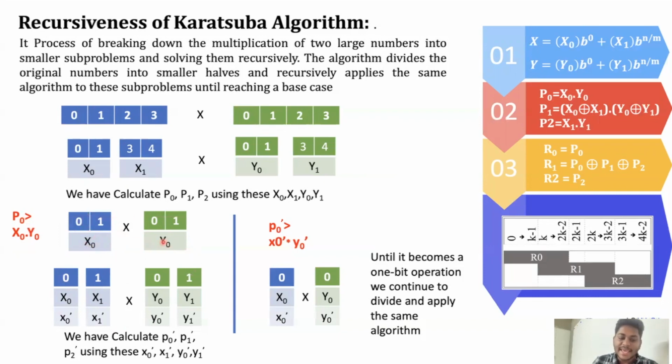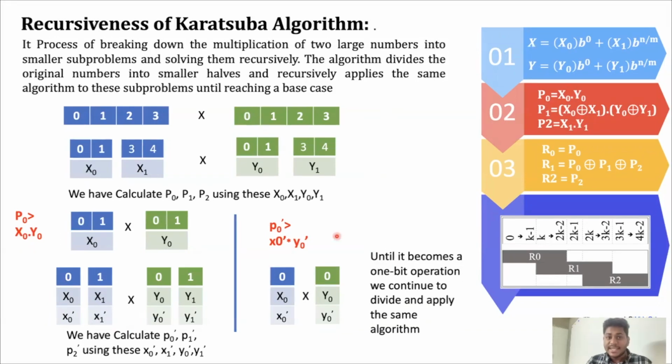To multiply this x0, y0 according to the Karatsuba algorithm, again I have to go to step 1, divide this operand into 2 equal parts and proceed with the algorithm. Again, in step 2, I go to calculate P0 and this kind of breakdown happens until single bit operations come. That is the reason why we call this algorithm a recursive algorithm.